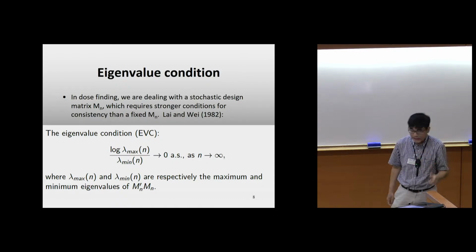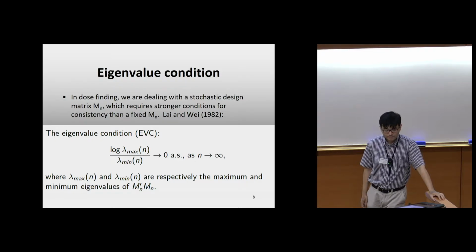So this is a fundamental problem with adaptive design, in that in adaptive design, the next design point depends on the previous outcomes, for which we have no control. And as a result, there's no guarantee that this consistency condition will be satisfied. So this is problem number one. The second problem is that in adaptive design, we actually would require a much stronger assumption for consistency than the smallest eigenvalue converging to infinity.